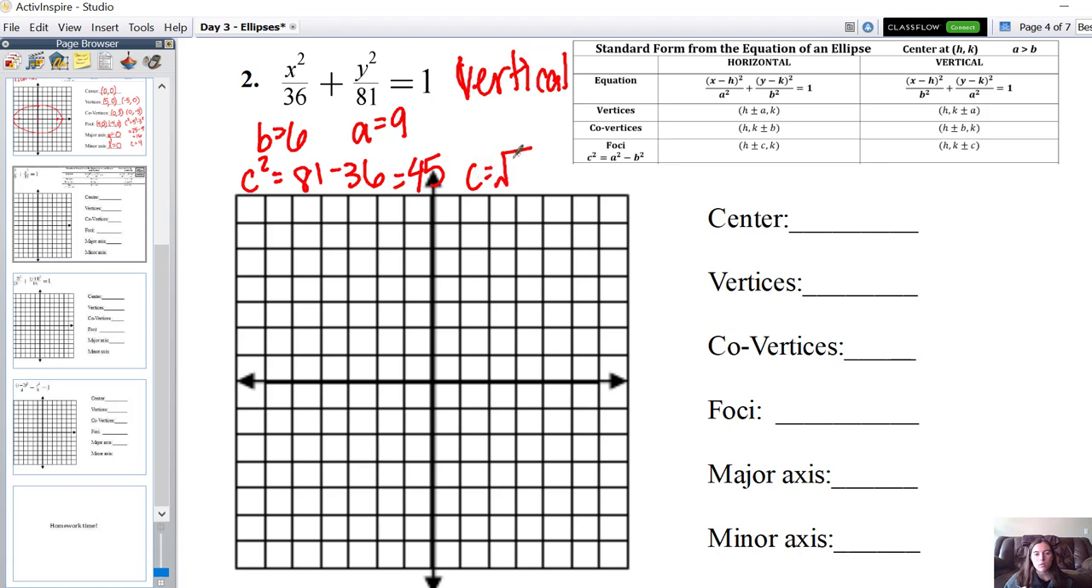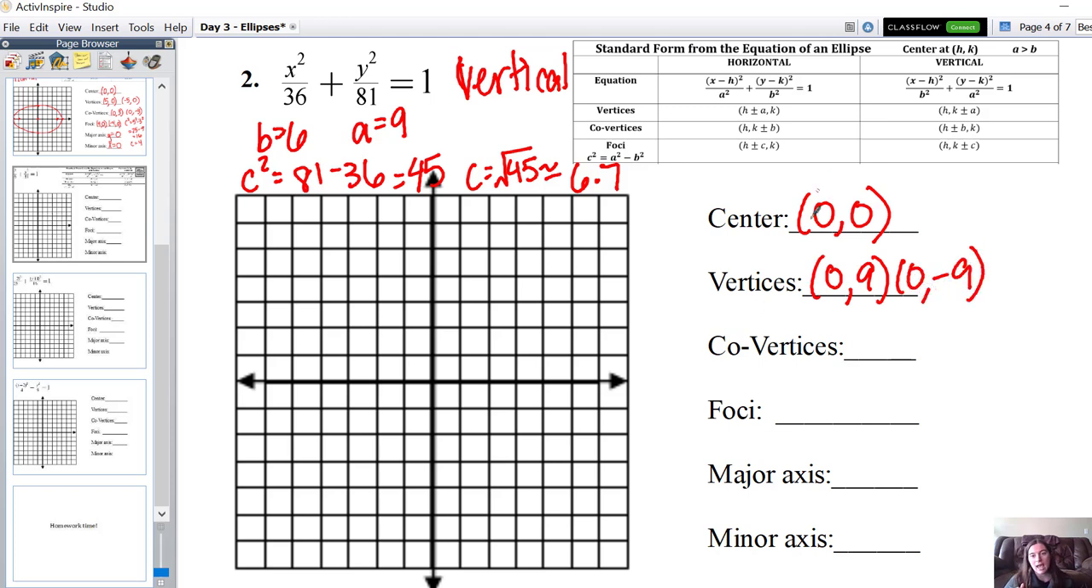That means c is the square root of 45, which is approximately 6.7. I'm rounding to the nearest tenth, just because it's easier to graph when you have it as a decimal instead of a square root. So once again, we're not adding or subtracting anything with our x or y, so our center is at 0, 0. Now for our vertices, since this one's vertical, our x value is not going to change, but our y value is what's going to change here. So we've got 0, comma, and then we're adding a to the y value of our center and subtracting a. So we have 0, 9, and 0, negative 9.